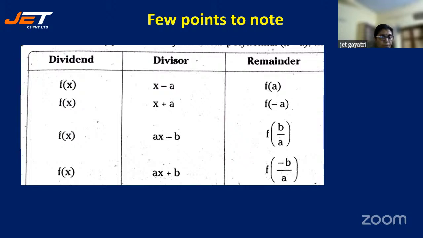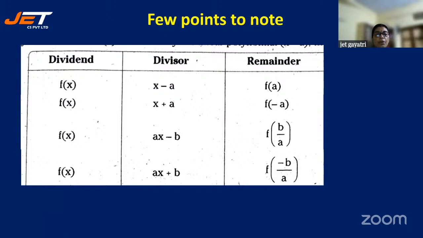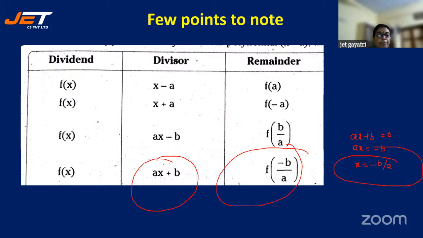All right, so here, just a second, let me try using this. Yes, today my pen is working. Okay, see here, ax plus b, you should just put it as 0. So what happens? Ax becomes minus b, x becomes minus b by a. That is how you have got f of minus b by a.